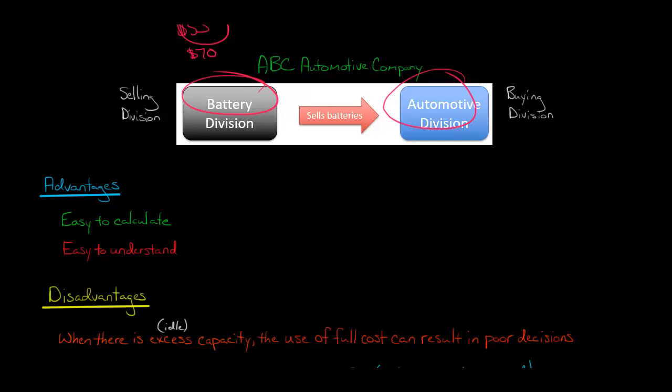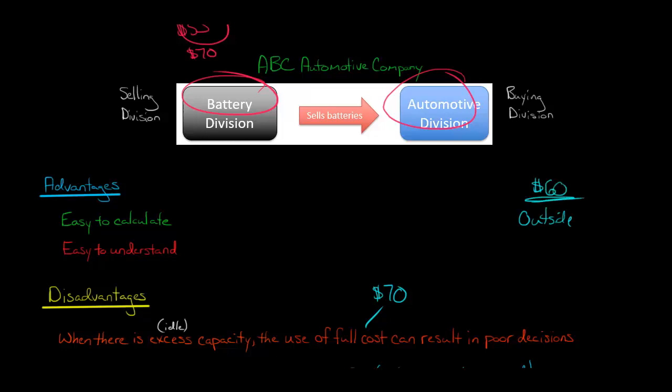When there's excess capacity, the use of full cost could result in poor decisions. Okay, so if we say, for example, again, that full cost is $70 a unit. And let's say that we've got excess capacity, there's plenty of batteries here to go around, and there's an outside entity that is willing to sell a battery to the automotive division for $60.